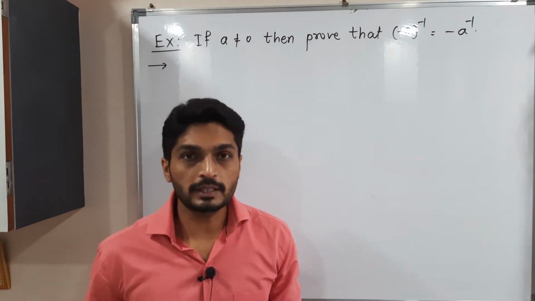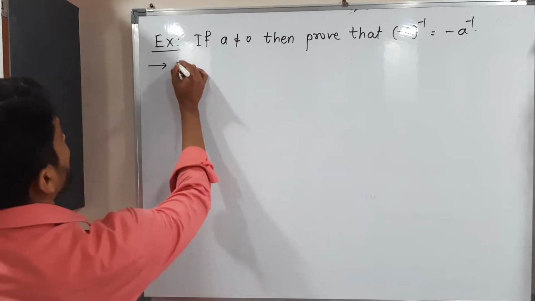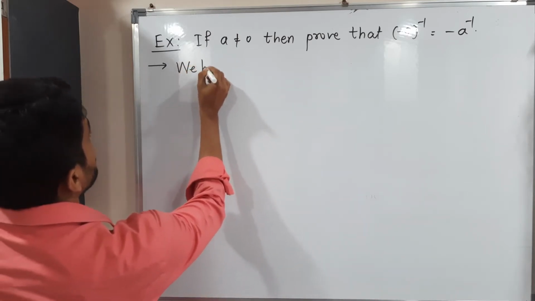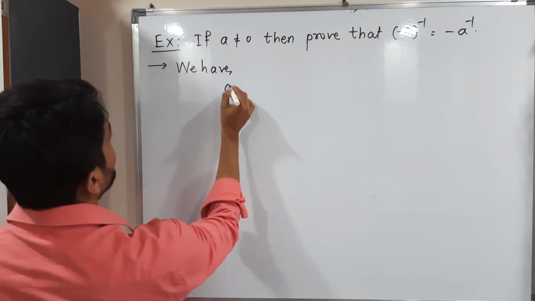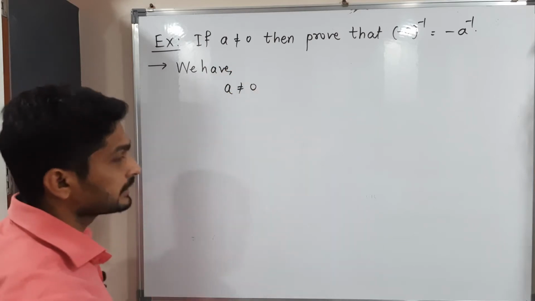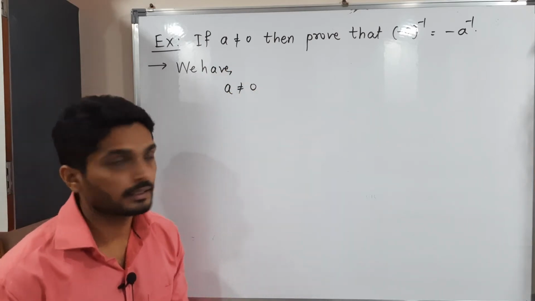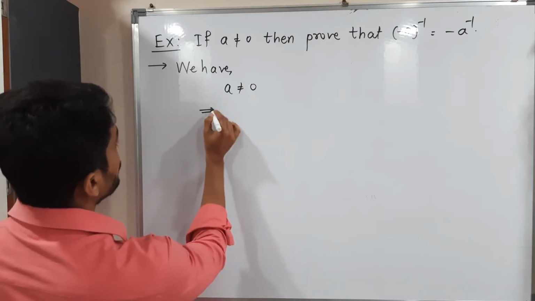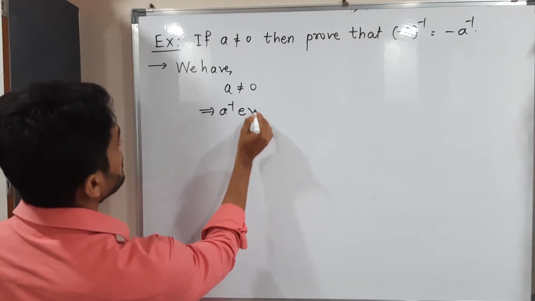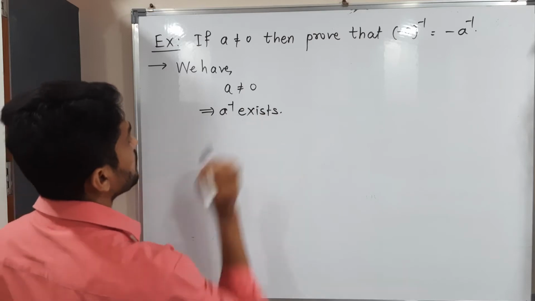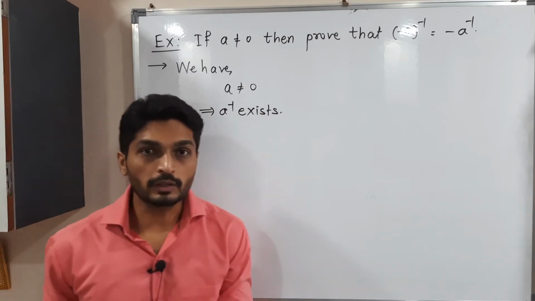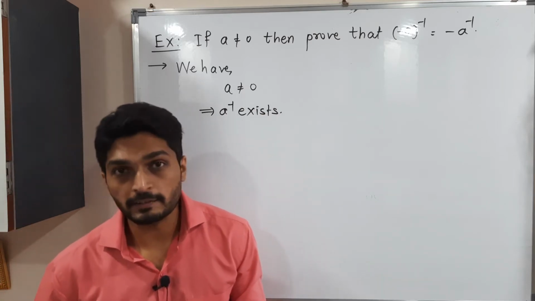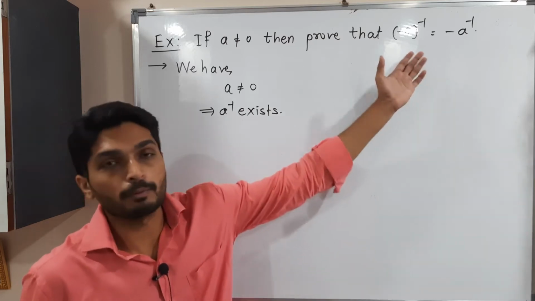So let us start with the given thing. We have the given thing: a is not equal to 0. So this is a very important, basic thing. Getting? So a is not equal to 0, therefore a inverse exists. That's why its multiplicative inverse exists, so that's why we can talk about this one.